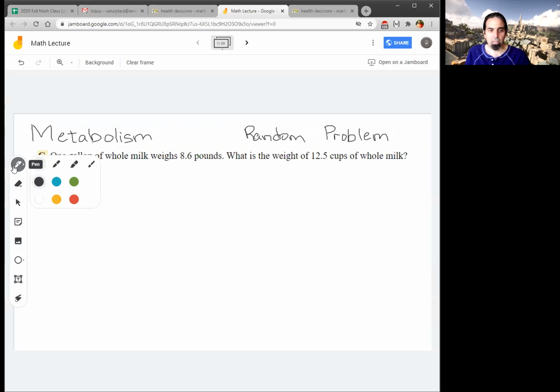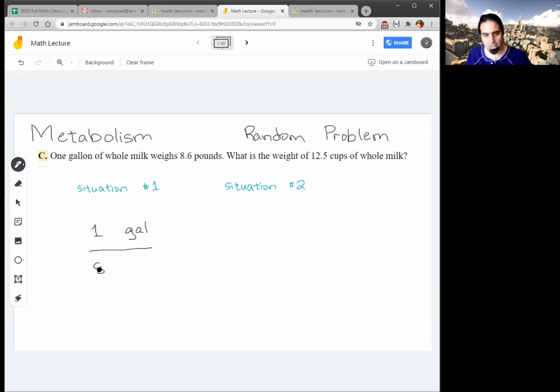Okay, so again, we have two situations. We're going to put one of them on the left. You don't actually, in your work, label them like this, but I'm going to, because I'm lecturing. So the first situation was that 1 gallon weighs 8.6 pounds.